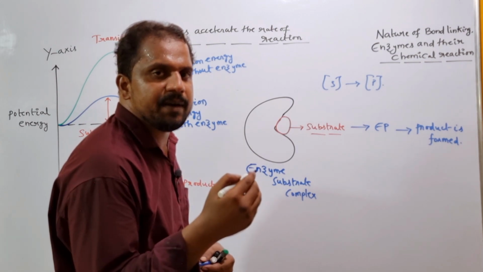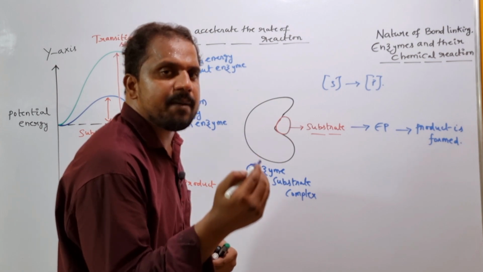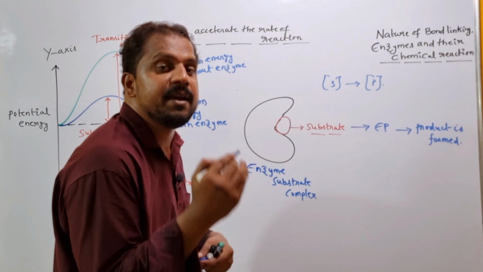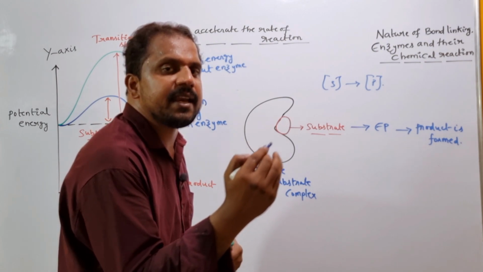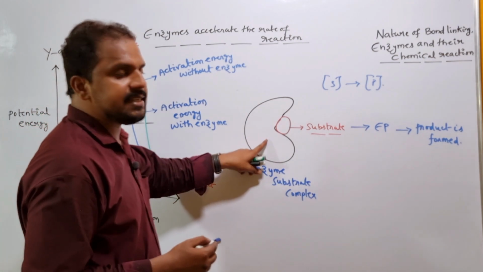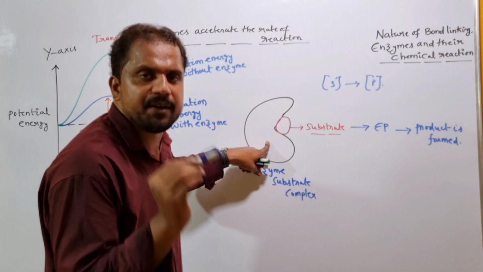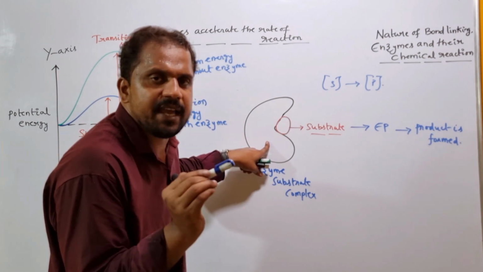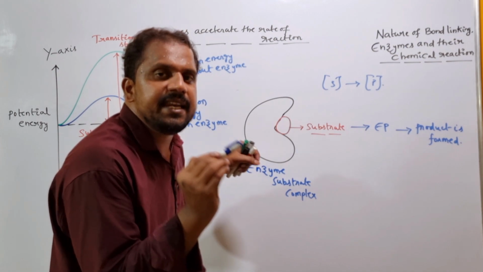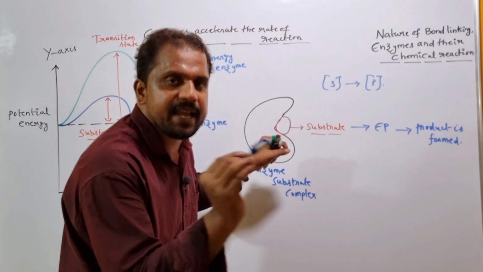The relationship between the enzyme and the substrate: how the specific enzyme is capable of remaining in association with the specific substrate, and how it is capable of accelerating the rate of the chemical reaction. As I've already mentioned, all enzymes have a specific crevice-like structure, which is nothing but what? Active site. Once the specific substrate successfully binds to the active site of the enzyme, initially the enzyme substrate complex reaches a specific transition state.